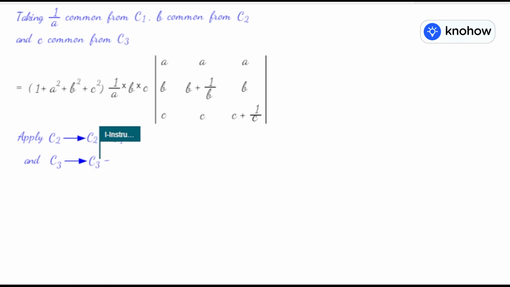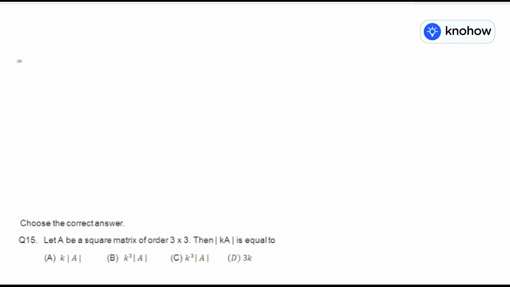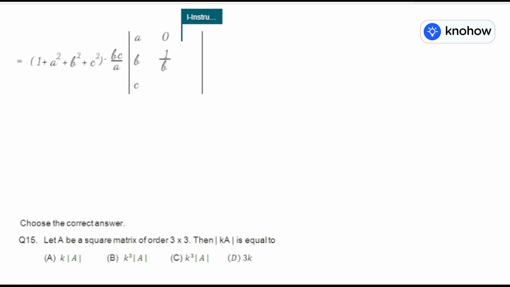What do you get? Already outside you have 1 plus a square plus b square plus c square, and into bc by a. This is already there. And now applying C2 minus C1, at least column 1, that is a, b, c, is there. Now by applying C2 minus C1, you get a minus a, 0, and 1 by b plus b minus b gives you 1 by b, and c minus c gives you 0. Then applying C3 minus C1, you get 0, 0, and 1 by c.